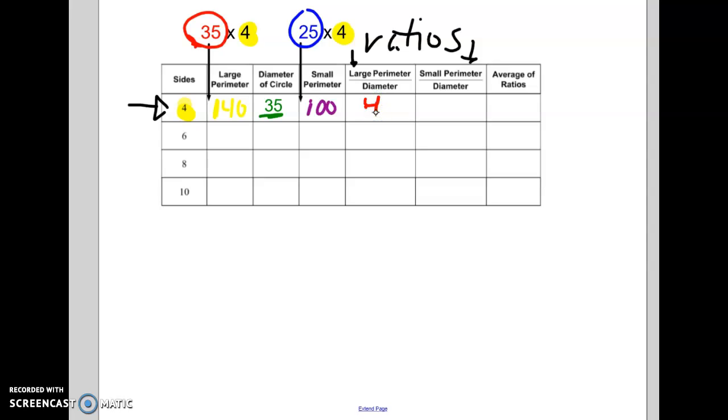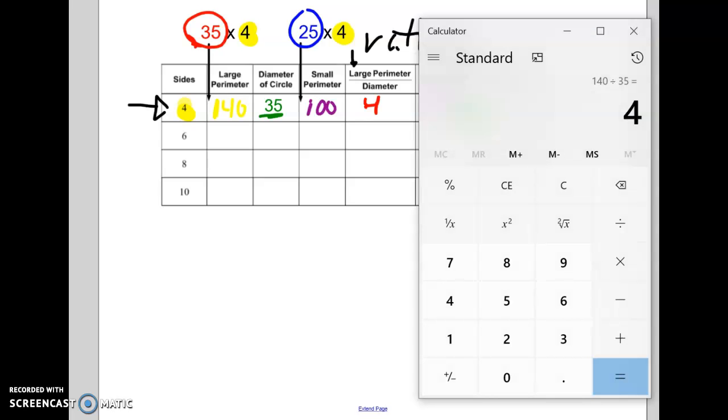Now we're going to do the same with the small perimeter. So we're going to take the 100, which was the small perimeter. We're going to take the ratio of it to the diameter. So we're going to do 100 divided by 35. We're going to get 2.8, we're going to round this up to 2.86.